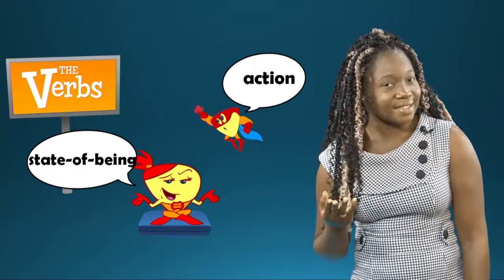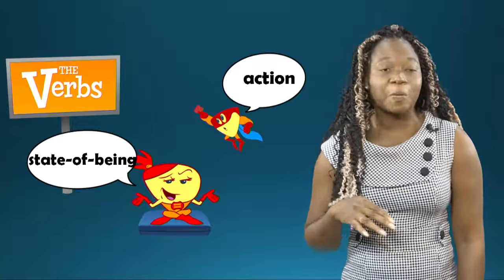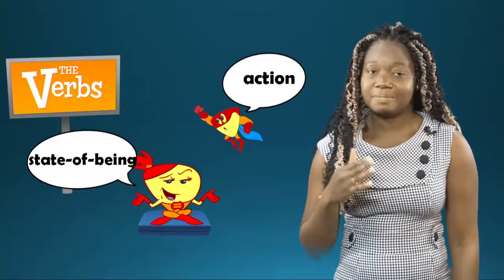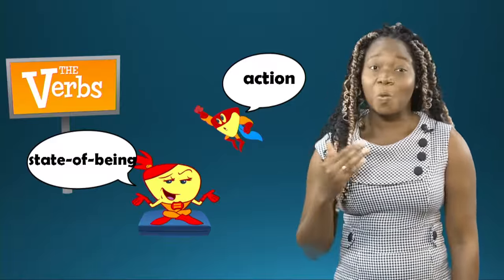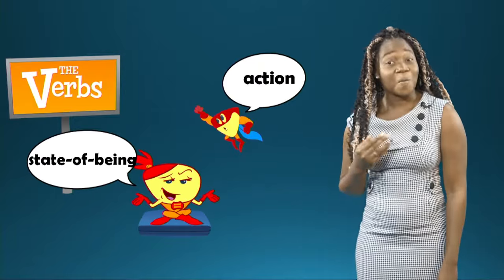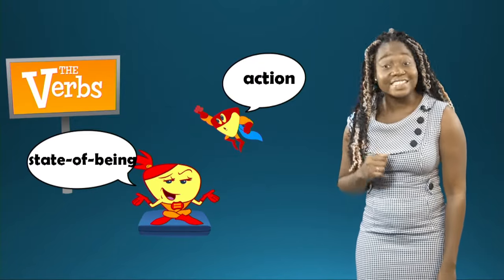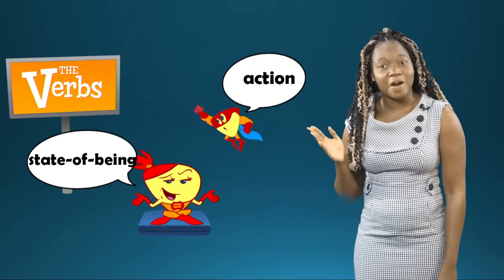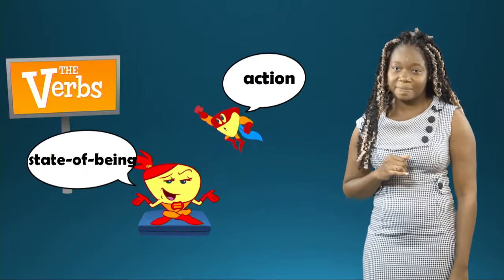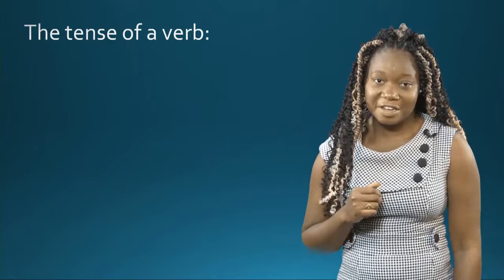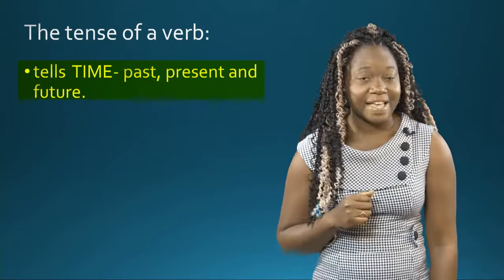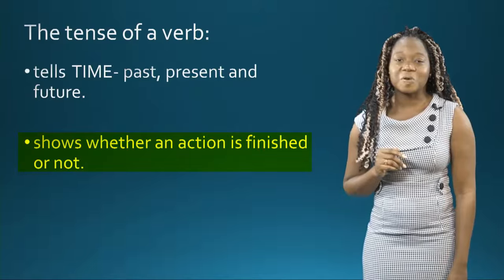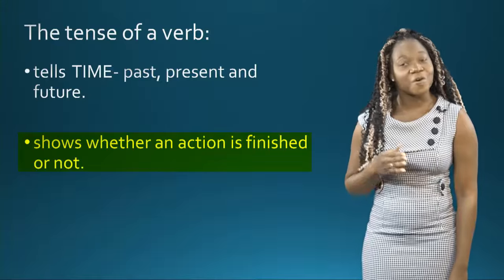And therefore your tenses, which tell us time, would be based on state of being. For example, am, is, are, was, or were. Will and shall, state of being verbs. Or your action could be any form depending on the tense that you choose. The tense of a verb, therefore, tells time, as we just said, past, present, and future. It also shows whether an action is finished or not.